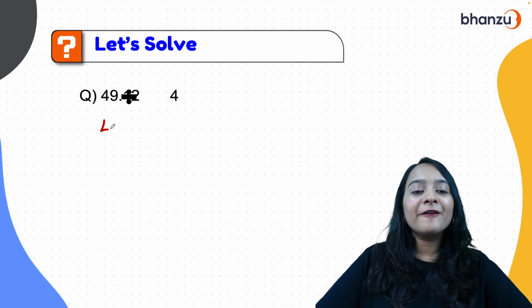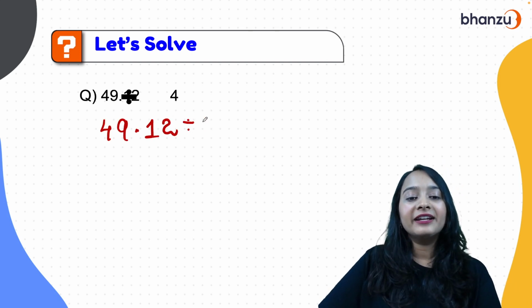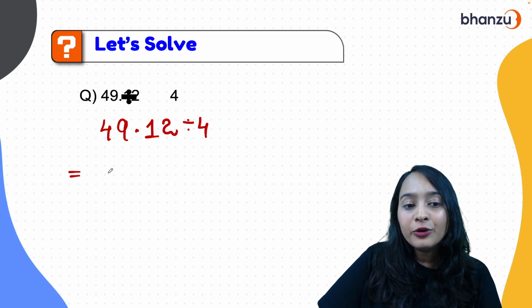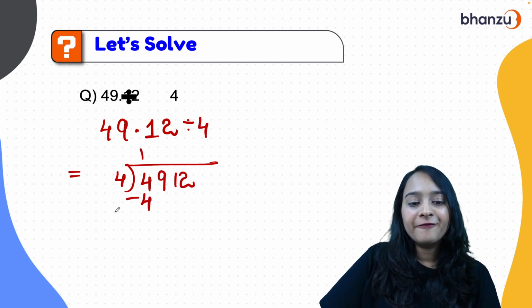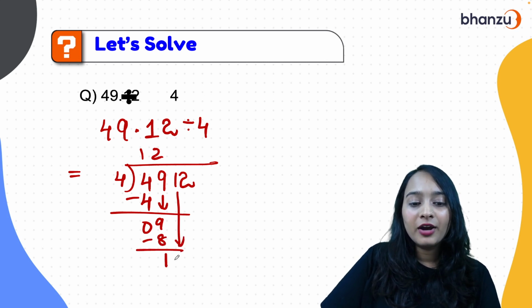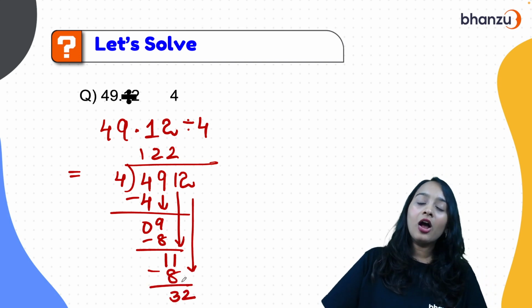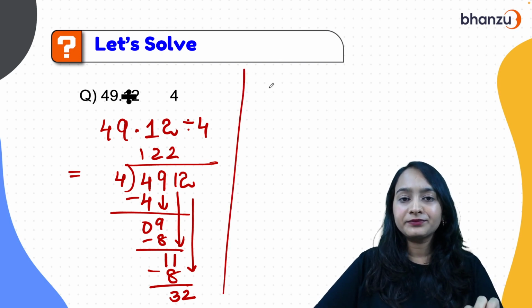Suppose you have 49.12 divided by 4. So what do we have to do? We have to divide it as 4912. 1, 4, 0. You bring down your 9. 2s are 8. 1. You bring down your 1. Again 8. 3, 2. All right. So here, I just don't have space, so I'm going to continue here.